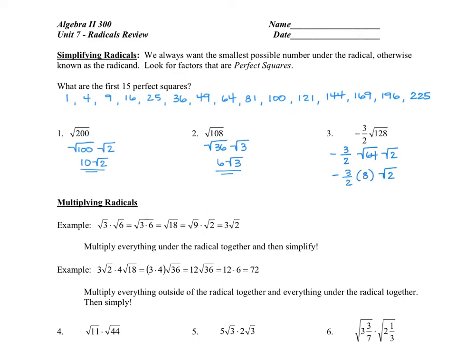Now we can multiply what's sitting out front. So negative 3 times 8 is negative 24 divided by 2, and leave the square root of 2. And negative 24 divided by 2 is negative 12, and we leave the square root of 2.